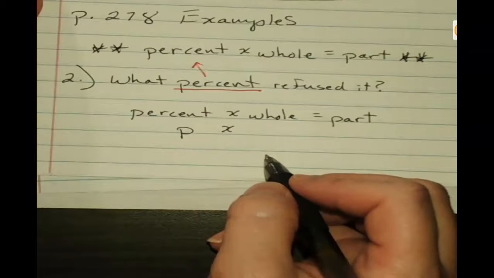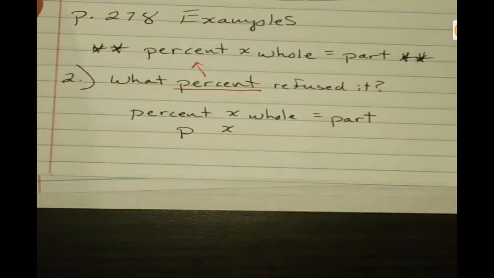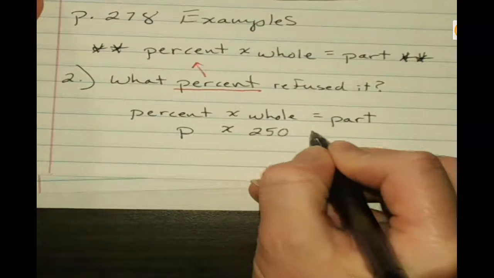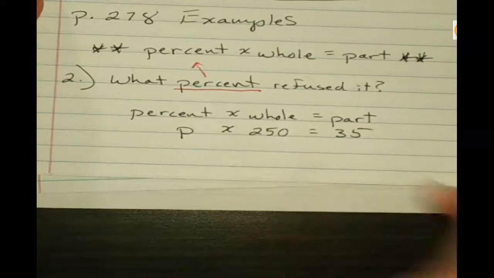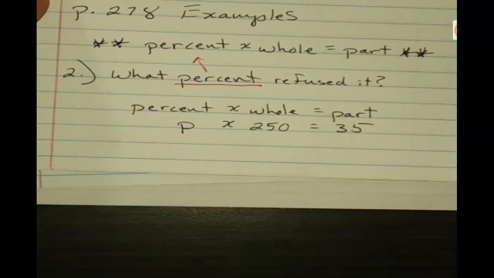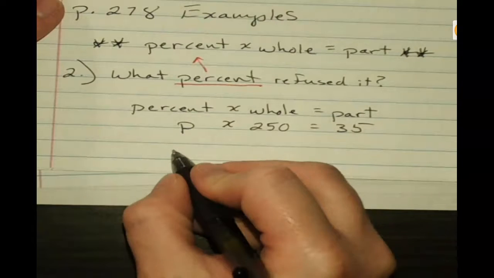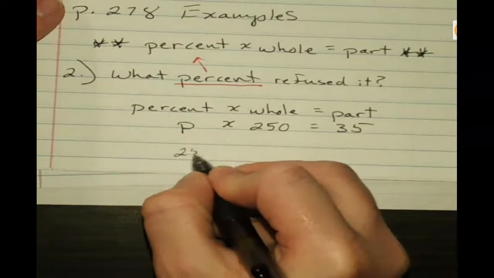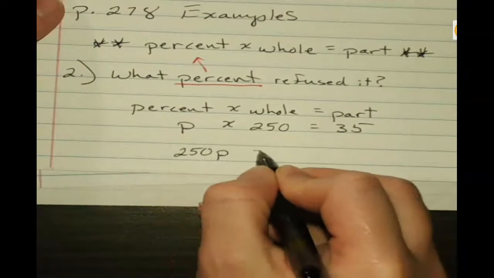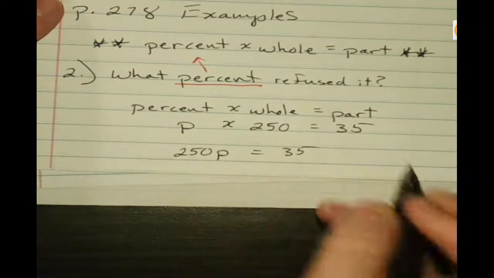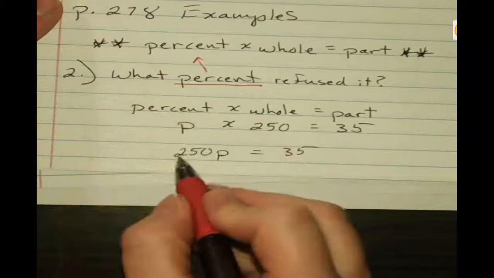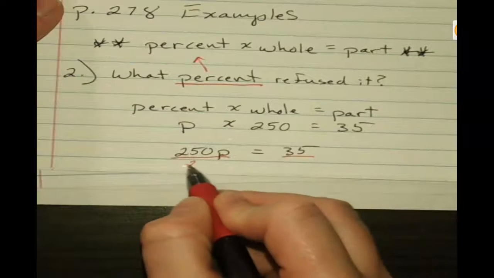35 out of 250. So Tanner, which number do you think is the whole and which do you think is the part? 250 the whole, and then 35. Yeah, man. That's not too bad, is it? Okay, so Tanner, what's 250 times P? 250p equals 35. How do I solve that, Tanner? Divide both sides by 250.